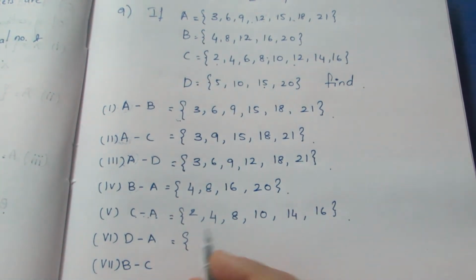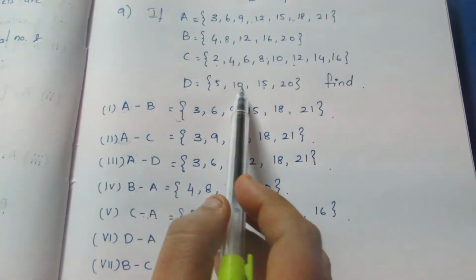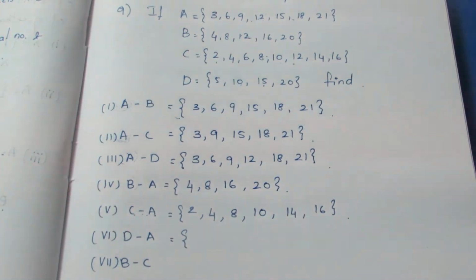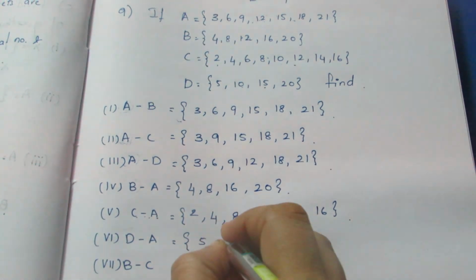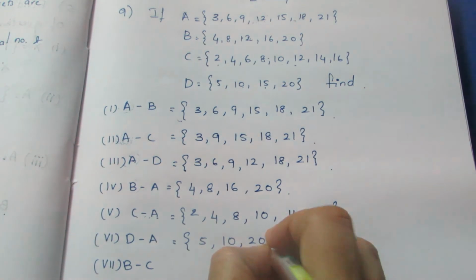D difference A. D difference A means remove the common elements and write in set D. So if I remove the common elements, 15 goes off. So I can write 5, 10 and 20.